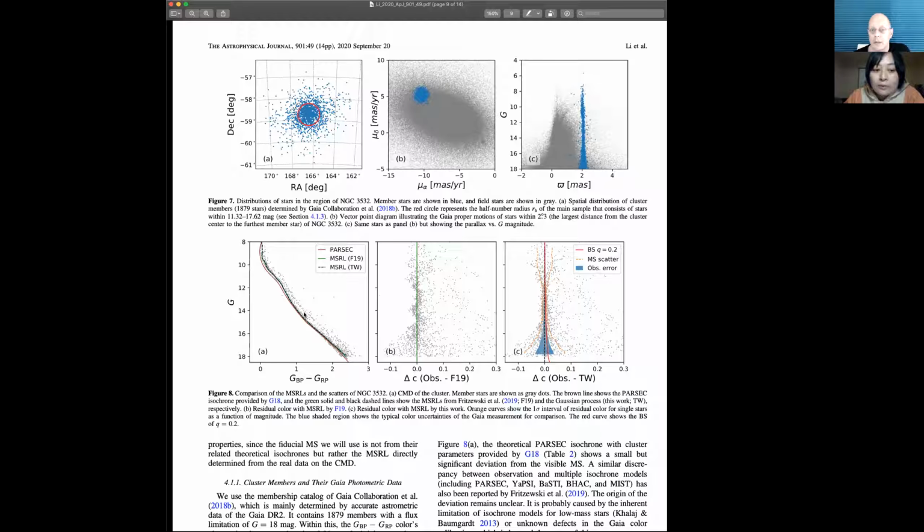As a workaround, we can directly use the main sequence ridge line from the data itself. Conventionally, people usually draw the ridge line by hand, like F19, the green line. This is very time-consuming and arbitrary. Panel B shows the residual between the ridge line drawn by hand by F19 and the observations in color versus magnitude. The difference is quite large and may also affect the inferred binary properties.